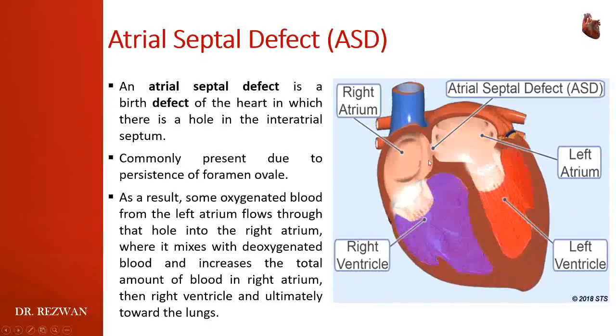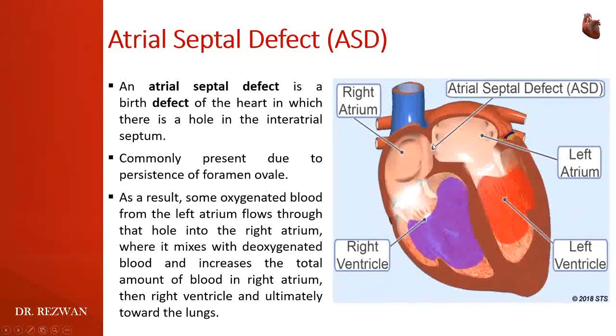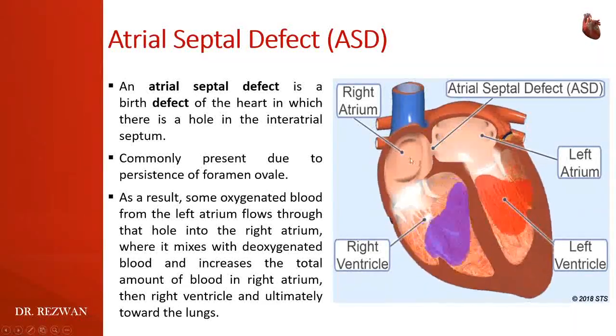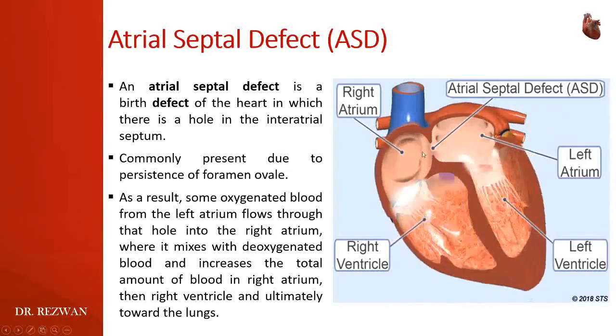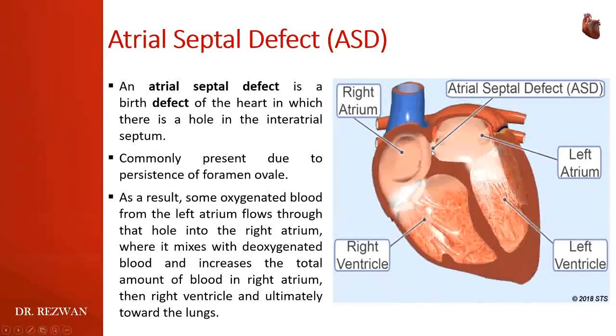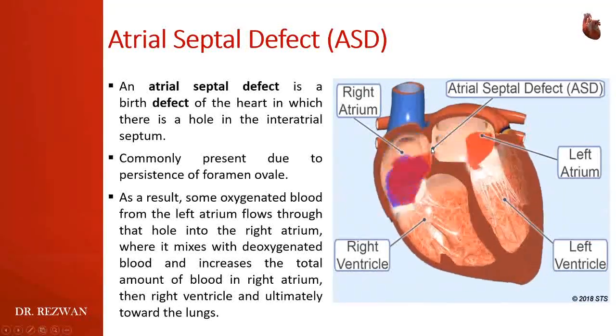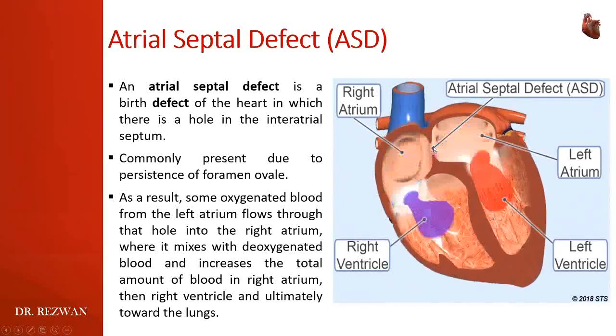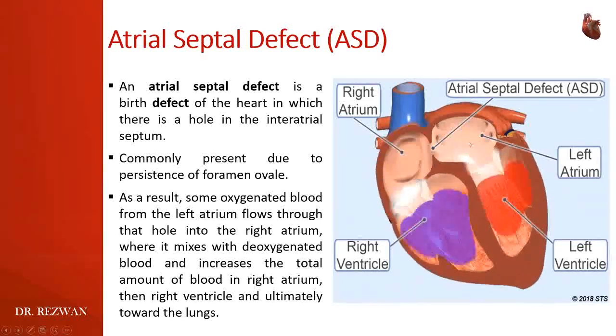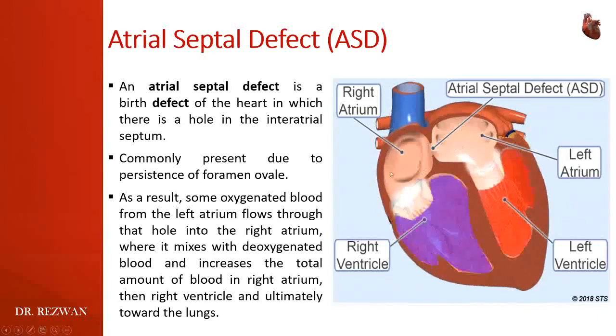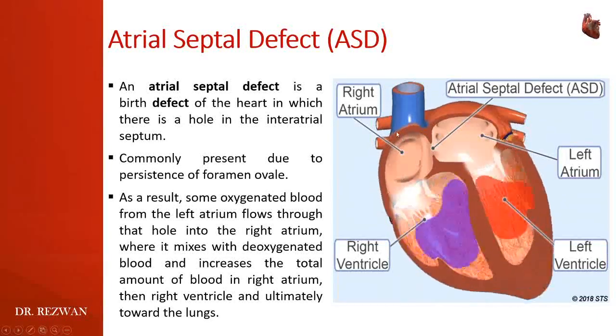We know that there should be a partition over here, which is called the interatrial septum. This is the right atrium and this is the left atrium, and this is the septal defect. If the foramen ovale, which was present during the time of heart development, still persists after birth, then this opening may cause blood to flow from the left atrium to the right atrium, and ultimately an excess amount of blood will be accommodated in the right atrium.